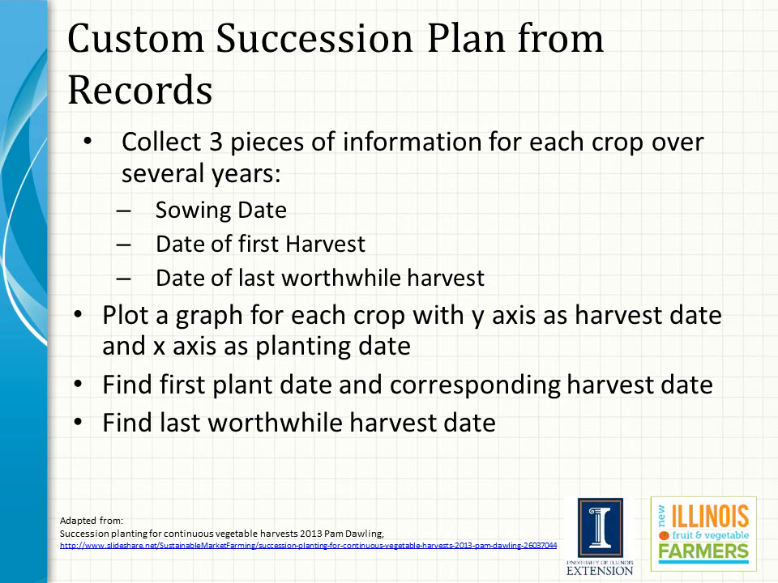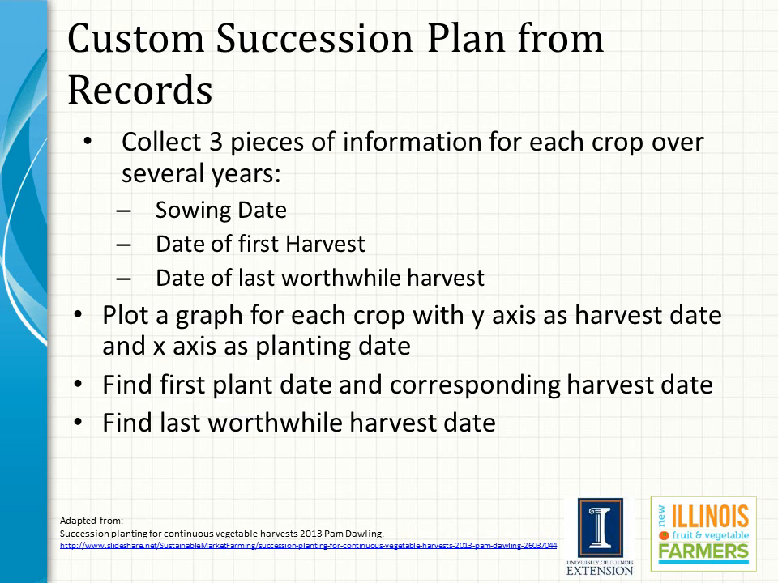You need to collect 3 basic pieces of information from each succession planting for each crop over several years: the planting date, the date of the first harvest, and the date of the last worthwhile harvest. With this information collected in a table, you can plot a graph for each crop with the y-axis as the harvest date and the x-axis as the planting date.